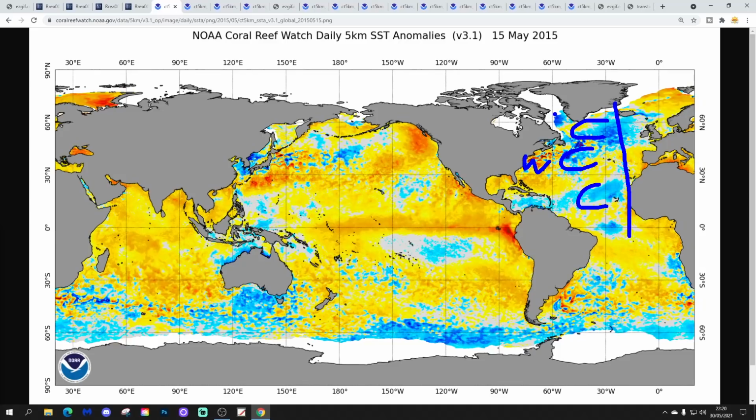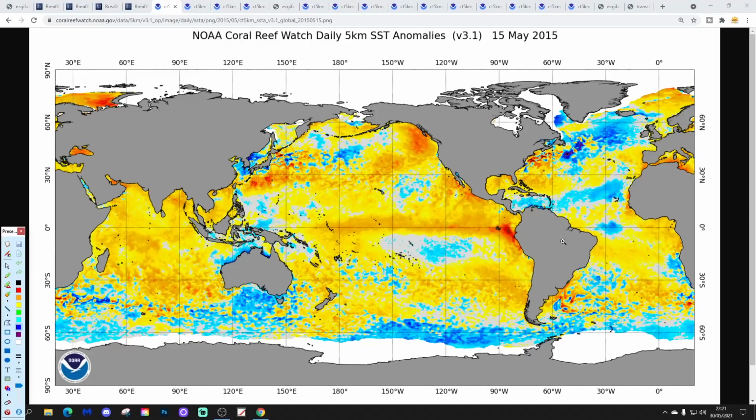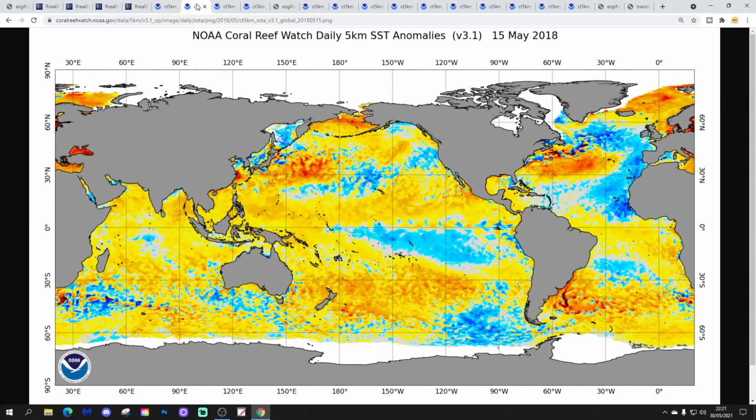So generally quite a cool Atlantic, and that would lead to a prediction for a positive NAO for the following winter. Of course, we did have a positive NAO, winter of 2015-2016. It was an exceptionally mild Atlantic-driven winter.